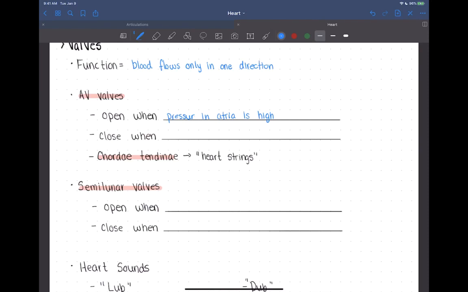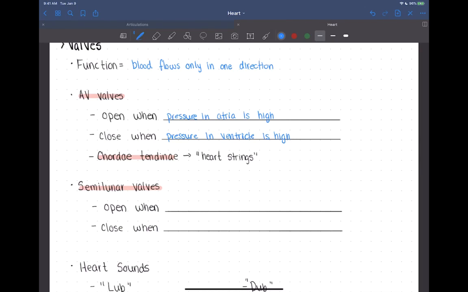And then that valve is going to close when pressure in the ventricles is higher. All right, so ventricle is high. So that means higher than in the atria, all right? Because this is a valve between the atrium and the ventricle, okay? So it's going to be pressures in either the atria or the ventricle that's going to determine if they open.